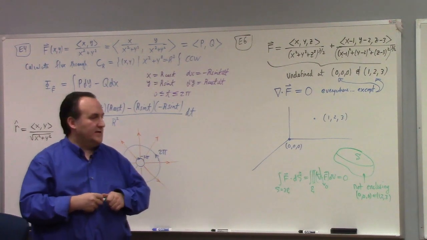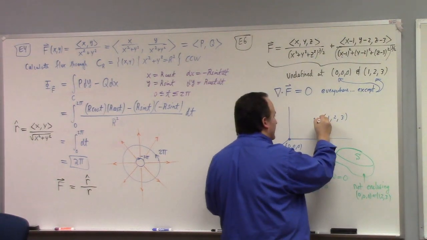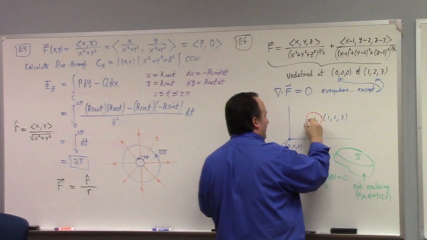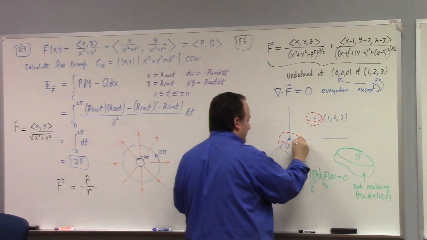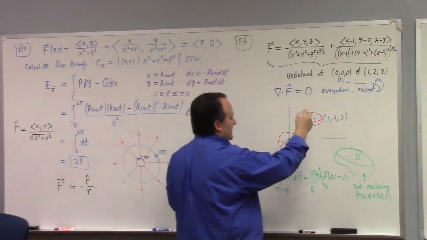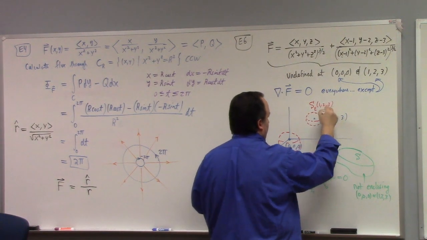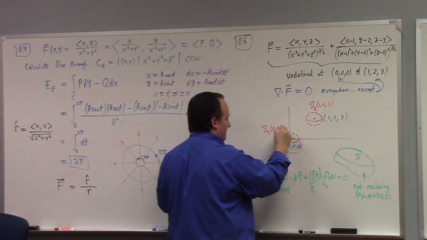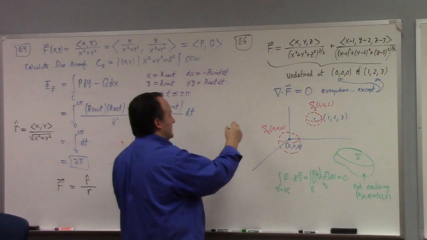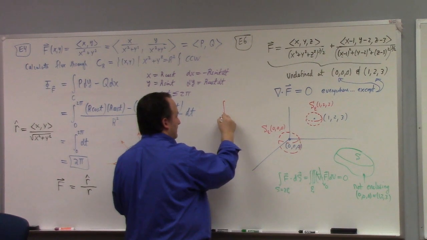But let me point something else out. If we were to put a little bitty sphere right here, or if we were to put a little bitty sphere right here, let me say that this is the sphere of radius epsilon centered at 1, 2, 3, or down here is the sphere of radius epsilon centered at 0, 0, 0. What's the flux through those? Can you guys tell me?